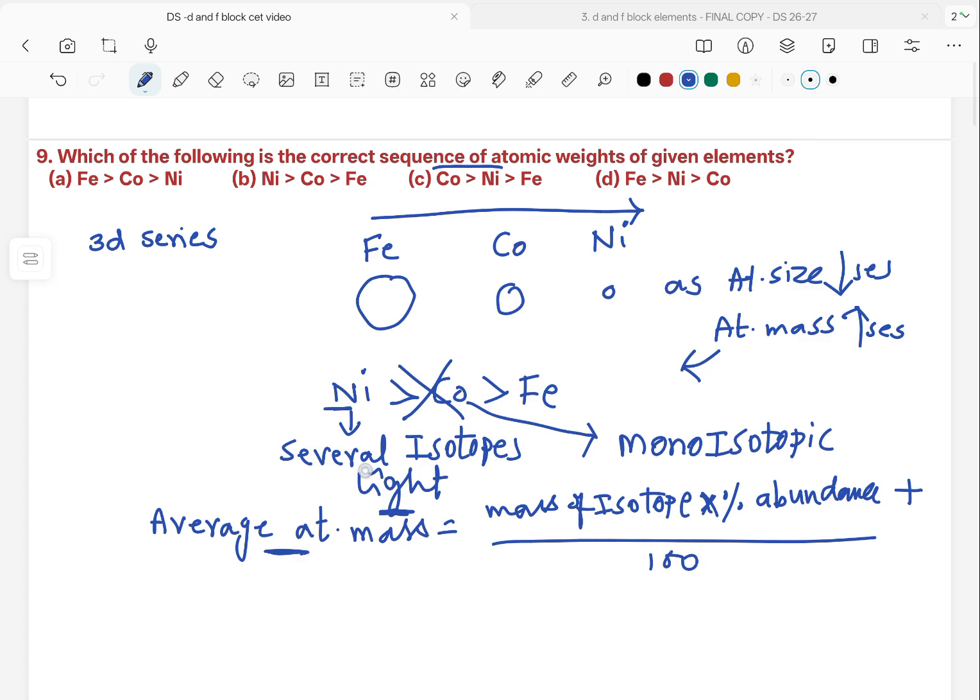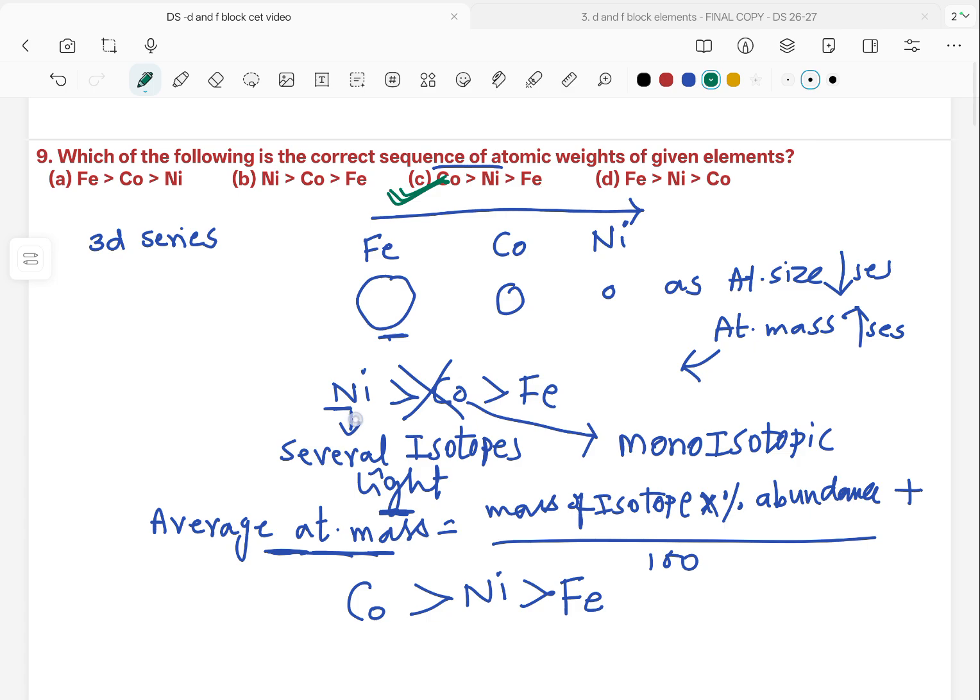As nickel has several lighter isotopes, obviously the average atomic mass becomes lesser than cobalt. Therefore, cobalt will have more atomic mass when you compare with that of nickel, and iron, obviously having bigger atomic size, will have lesser atomic mass. Therefore, the option C is correct here. Cobalt is having more, then nickel, then iron.